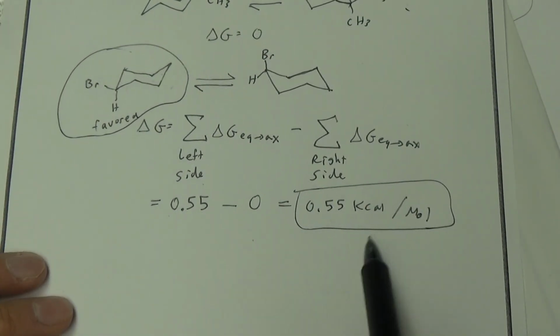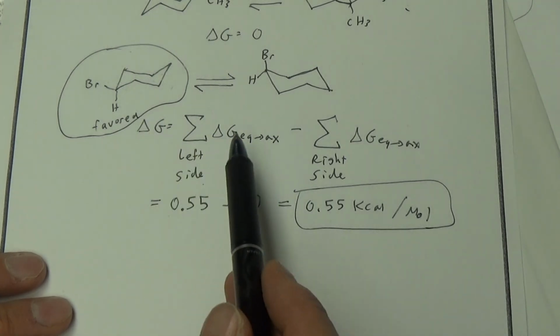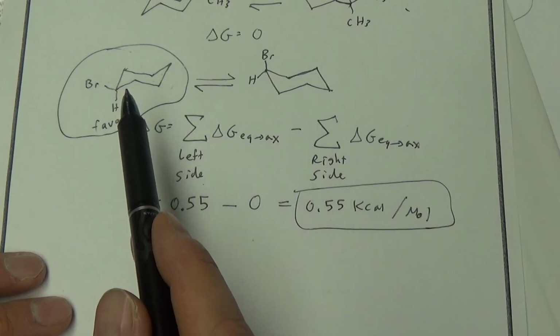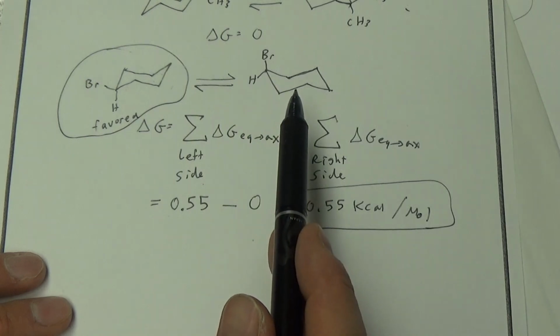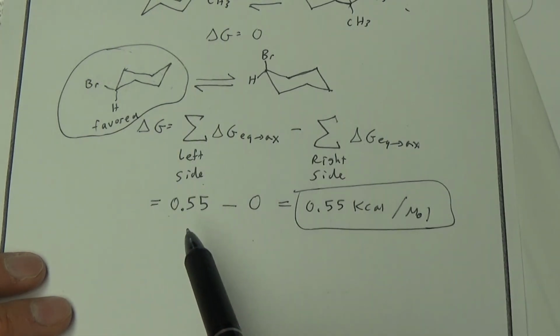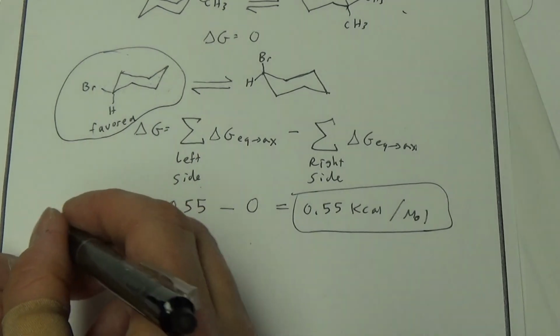When you do a couple of these, it'll be really easy. The main thing is all you're doing is you look at the left and the right, you look for things that are equatorial on the left, add them up, look for things that are equatorial on the right, add them up, and you take the difference. That's how we got 0.55 on the left, okay? Let's try another one.